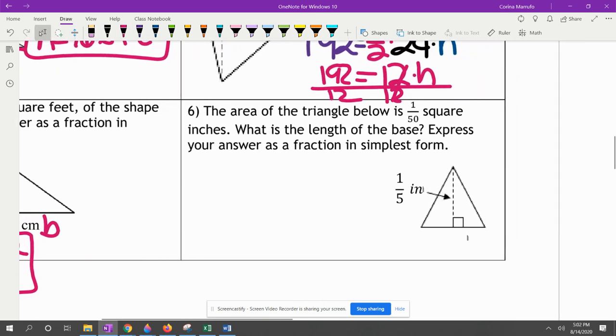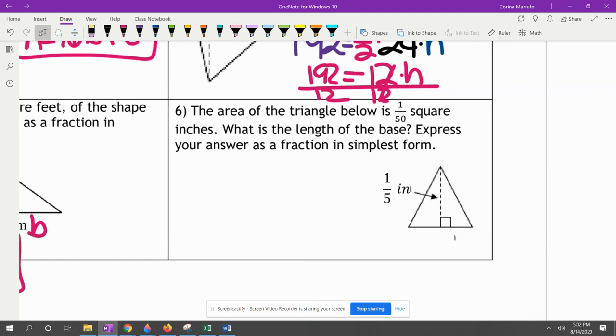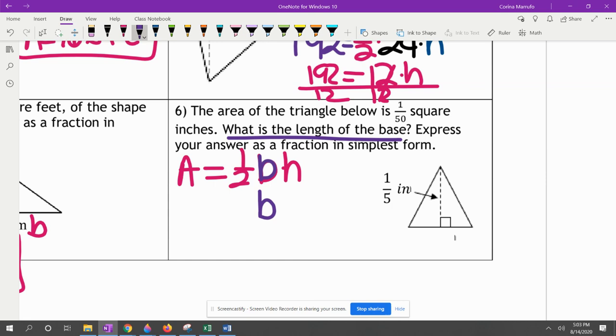Okay, the next one. It says the area of the triangle below is 1/50 square inches. What is the length of the base? Express your answer as a fraction in simplest form. So this one we're working a little backwards, like we were earlier. So area equals 1/2 base times height. And from there, they tell us what is the base. So the base we don't know, that's what we're looking for. So we're going to leave it as B.